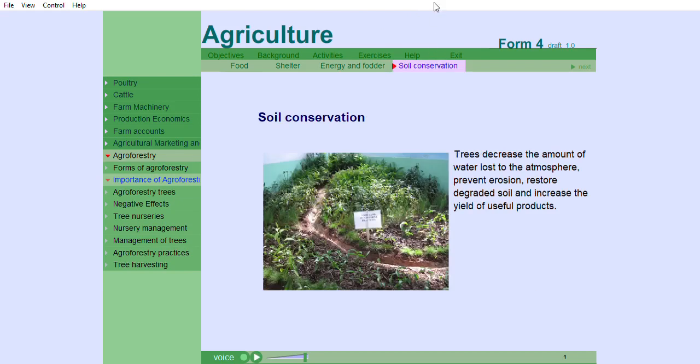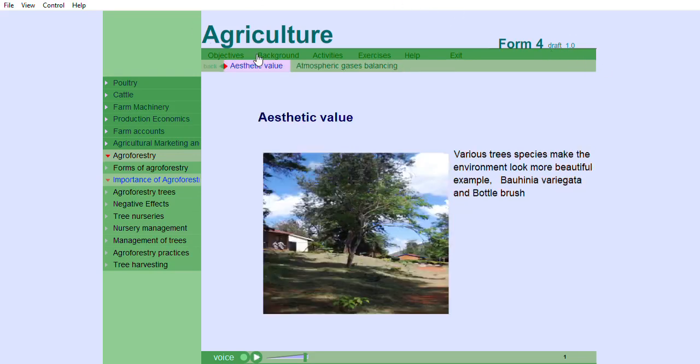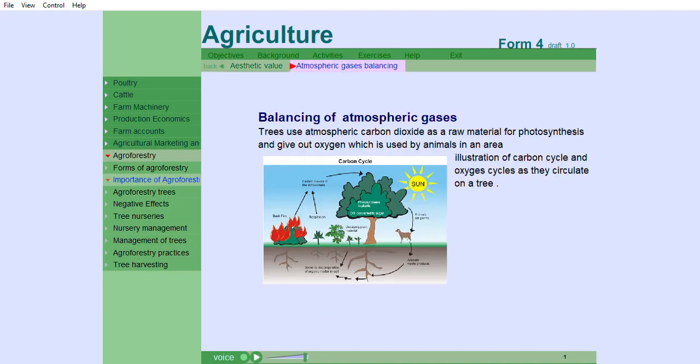Soil conservation. Trees decrease the amount of water lost to the atmosphere, prevent erosion, restore degraded soil, and increase the yield of useful products. Aesthetic value. Various tree species make the environment look more beautiful, for example, Bauhinia variegata and bottlebrush. Balancing of atmospheric gases. Trees use atmospheric carbon dioxide as a raw material for photosynthesis and give out oxygen, which is used by animals in an area.